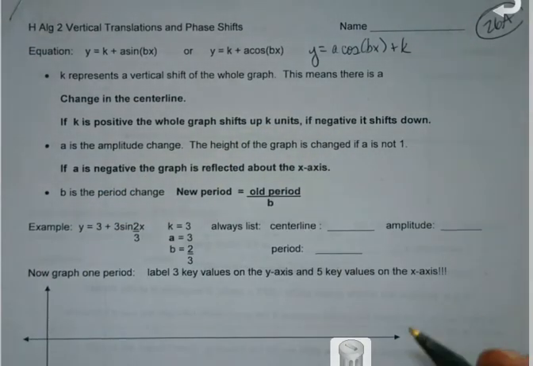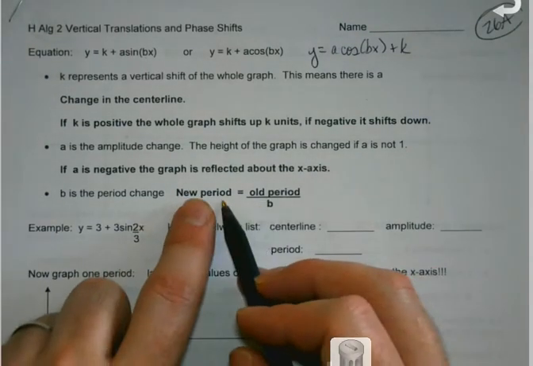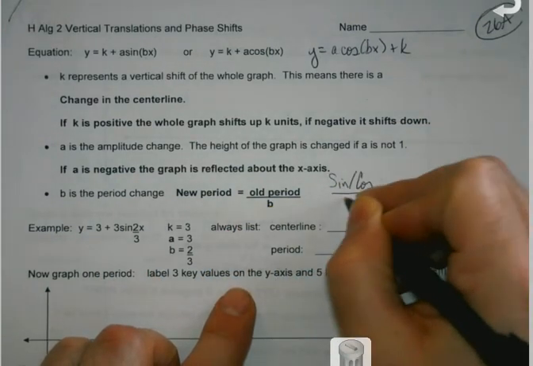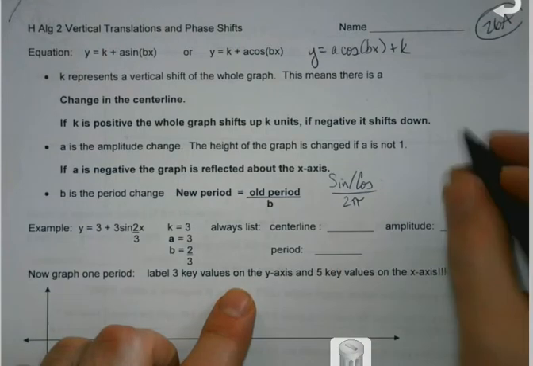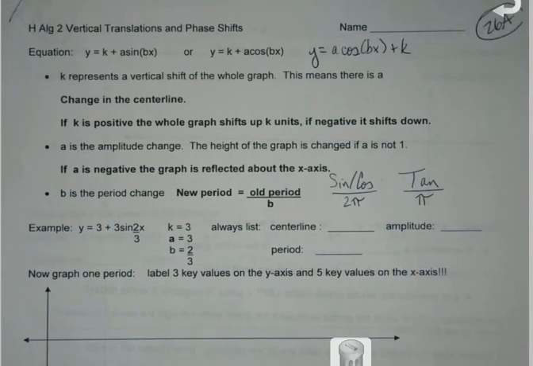And we've already talked about amplitude and how it can make our graph stretch, reflect, and do some other things like that. I do want to mention one thing with period before we get into the first example. New period is the old period divided by b. Just a reminder, sine and cosine both have original periods of 2 pi, and tangent just has a period of pi. Tangent's the oddball, so if we're ever trying to find a period, that's going to change things up a little bit.